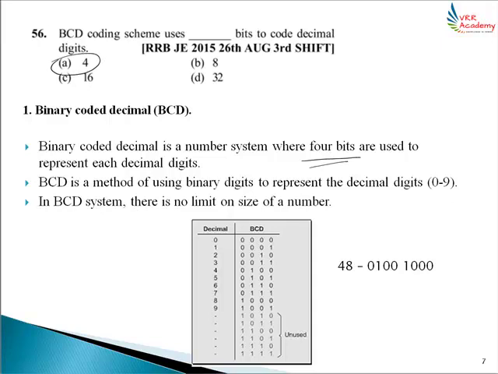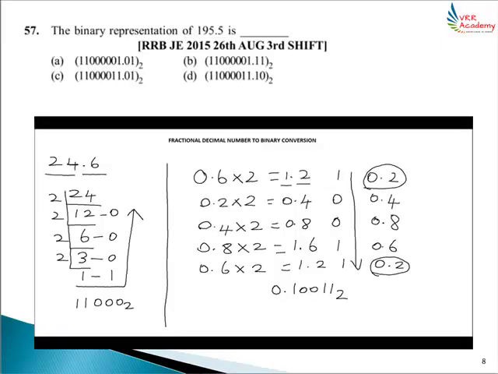Then I'm going for the next question, question number 57. The binary representation of 195.5. This is a decimal number, and we have to convert this decimal number to a binary number. I'm not converting this 195.5, but instead the example given is 24.6. So 24 we are taking separately, and 0.6 we have to take separately.